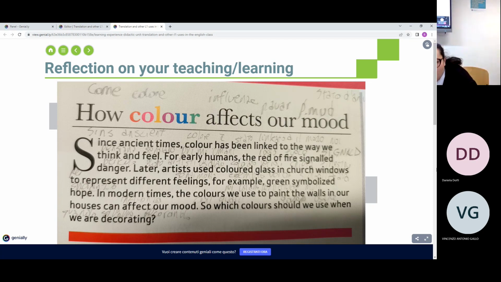The right pronunciation. Our, mood. Since, yeah. Decorating with the accent name. Stress. Ok. Perché fanno questo? So, do you think this is a good use of translation in the class?